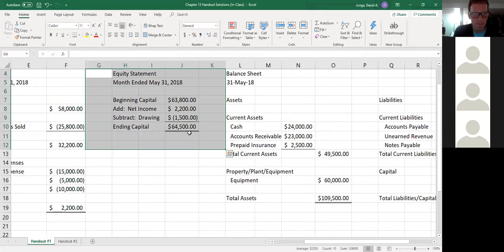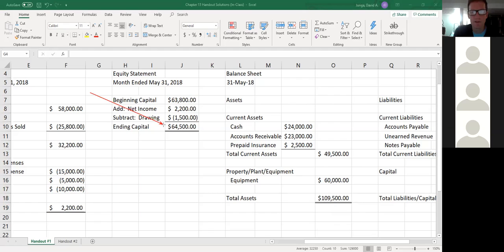So here's your equity. And notice there's that beginning balance I just talked about. The net income of 2,200 gets added. And then there's that drawing or dividend account that you subtract. You'd get an ending capital balance of 64,500. And I'll just make a note again on this. This is exactly what you've been doing all semester. There's no difference between the equity statement I'm showing you right now and the equity statement that you would have done at the beginning of the semester or even the one that you're doing on the project. It's the same thing.